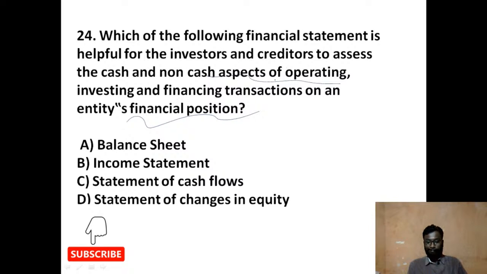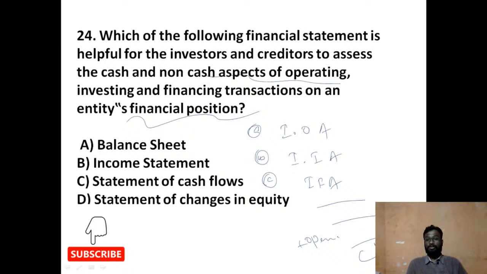So income from operating activities, option B, income from investing activities, option C, income from financing activities. So the grand total we will be adding with opening cash and we will be getting closing cash. Which statement? It is the statement of cash flows.